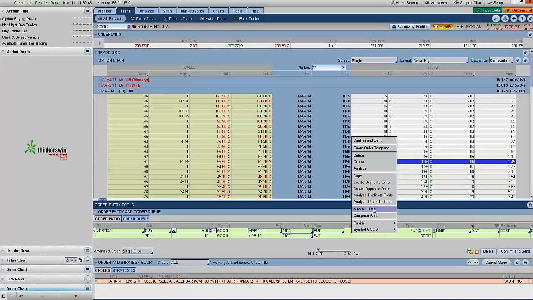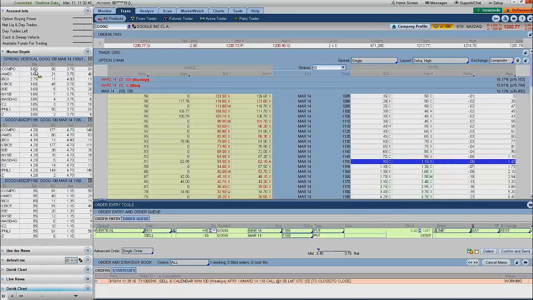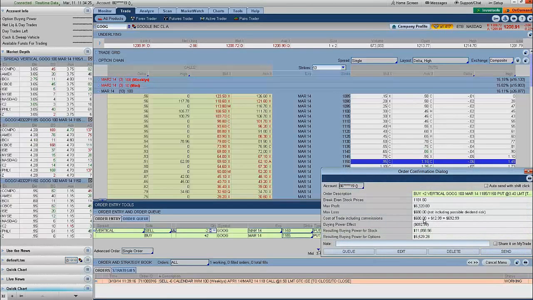$3.60. Let's look at the market depth. We're trading between $3.05 and $3.75. So we could probably get that trade for about $3.50 or less. And what I'm going to do is put about $680 at risk into the trade. And so we'll be looking at pulling in hopefully anywhere between $600 to $800 profit. So we've got a better than 1-to-1 risk reward for the next couple of days.